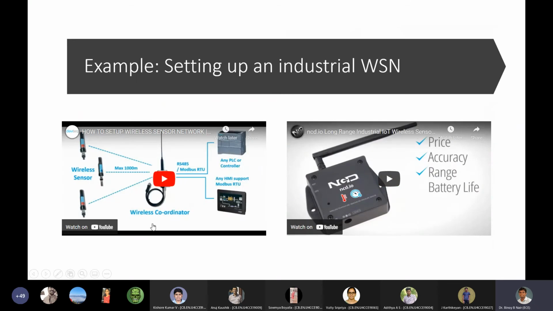Just to give you some simple idea on how to set up a wireless sensor network. Meanwhile, do you have any queries on this? So far, what we have seen? No, sir. Okay. So I think I have around 7 minutes. I'll just try to show these videos, or maybe we will just do this in the next class.